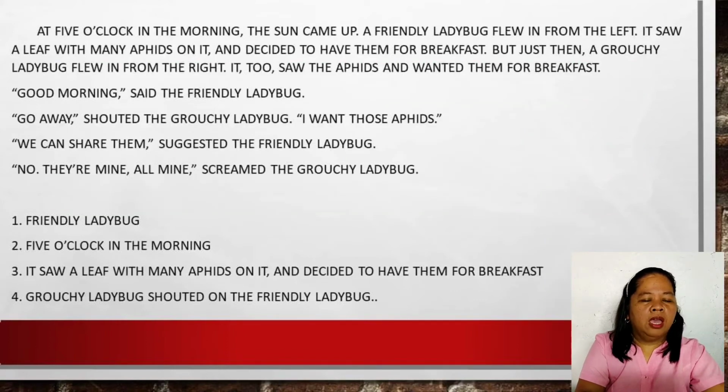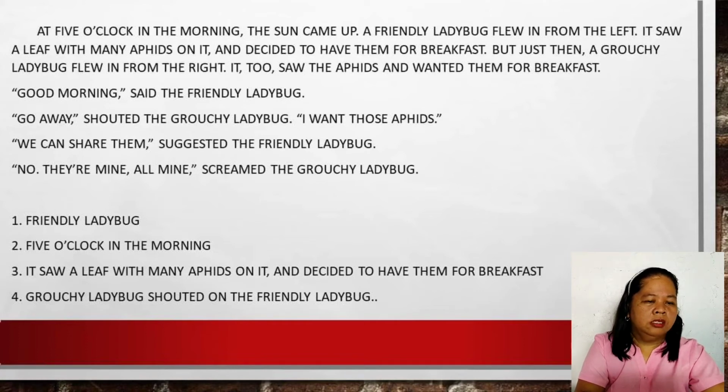At 5 o'clock in the morning, the sun came up. A friendly ladybug flew in from the left. It saw a leaf with many aphids on it and decided to have them for breakfast. But just then, a grouchy ladybug flew in from the right. It too saw the aphids and wanted them for breakfast.